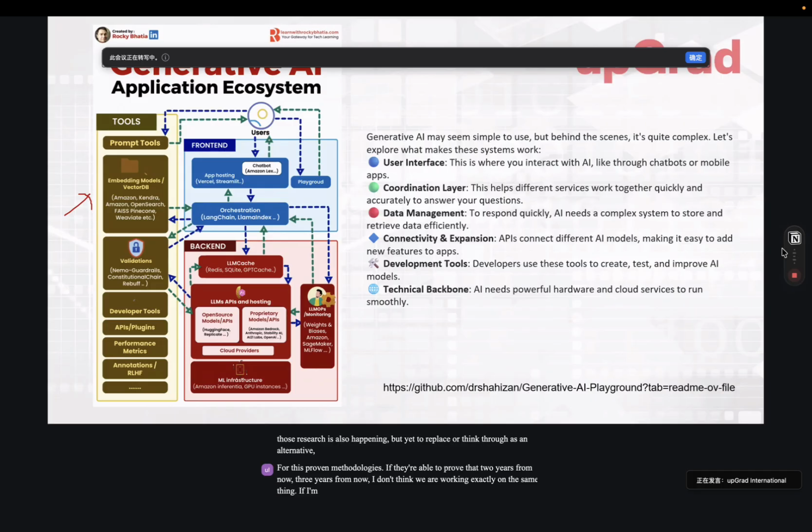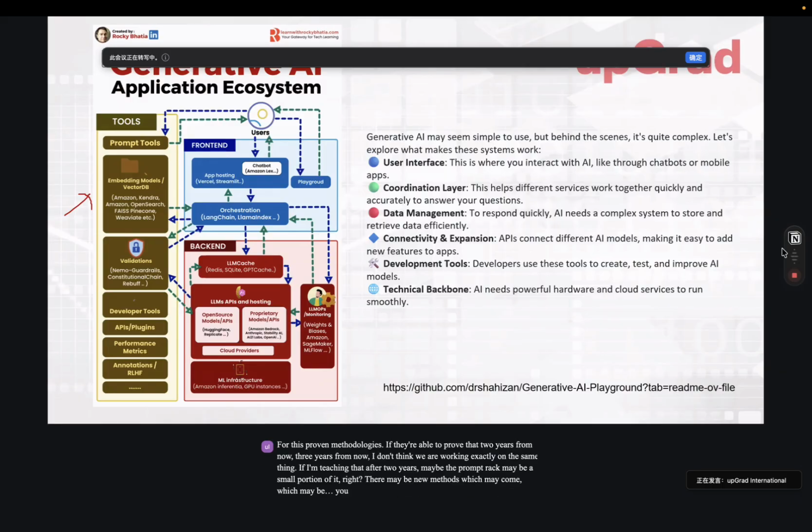If I'm teaching that after 2 years, maybe prompt and RAG may be a small portion of it. There may be new methods which may come, which need to be proven. Otherwise, there are so many research papers coming, but unless they solve the real problem, we will not be able to really worry about that.